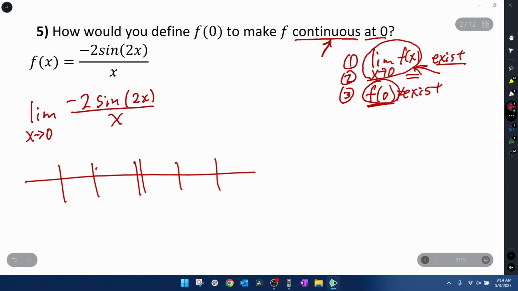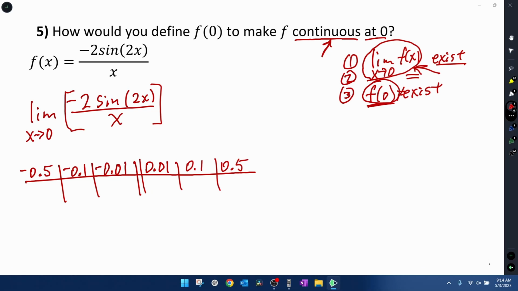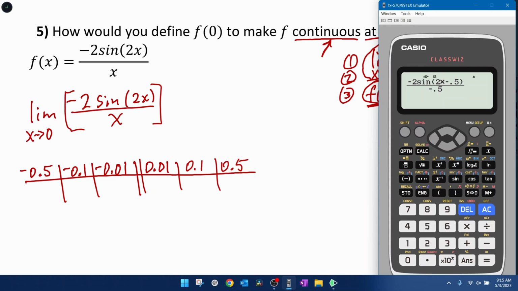From the left, negative 0.01, and from the right, 0.01, and then make those get a little bit bigger. Maybe negative 0.1. Maybe negative 0.5, and then those need to be symmetric. So over here, this would be 0.1, 0.5. And then all we have to do is evaluate the fraction for these predetermined values and see what the y values are. So just a reminder that when you're calculating with your scientific calculator here, you do need to be in radian mode. Notice on my ClassWiz, I am able to input that just the way it looks.